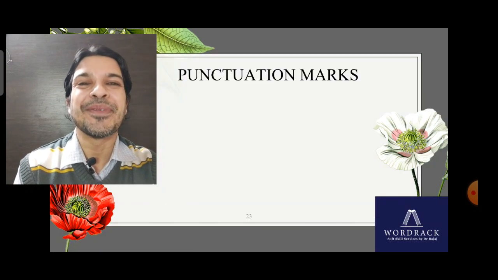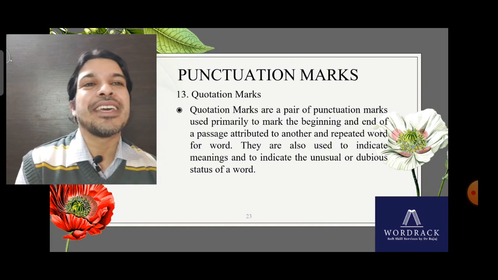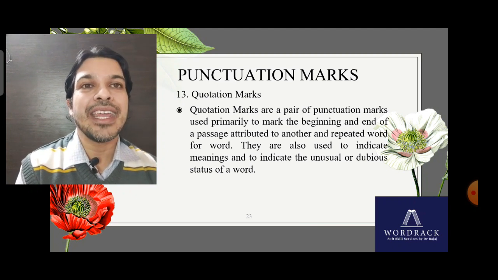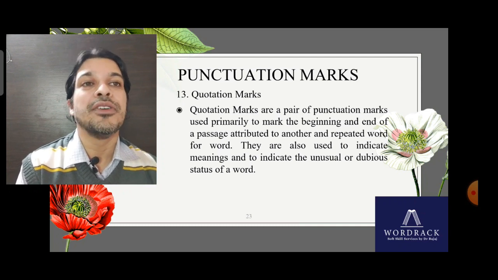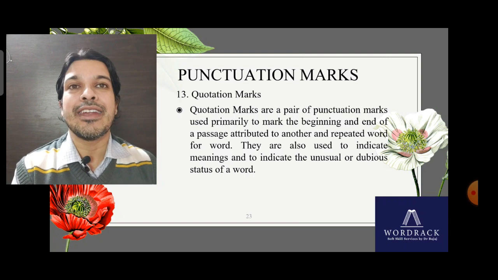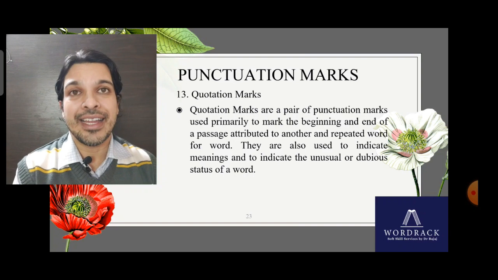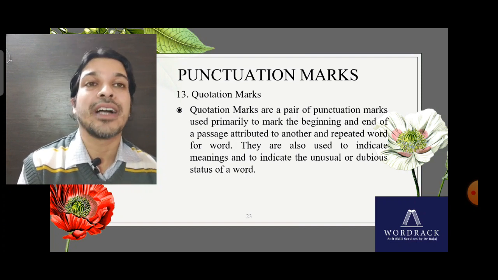So let's move forward. Quotation marks. Quotation marks are a pair of punctuation marks used primarily to mark the beginning and end of a passage attributed to another and repeated word for word. So what is the important thing with quotation marks? We use quotation marks when we want to refer to something spoken or written by another person, and we are using those words as they are. It's verbatim reporting. So we use quotation marks.